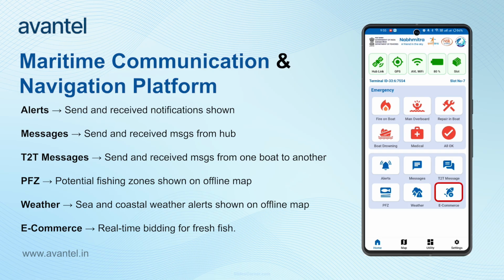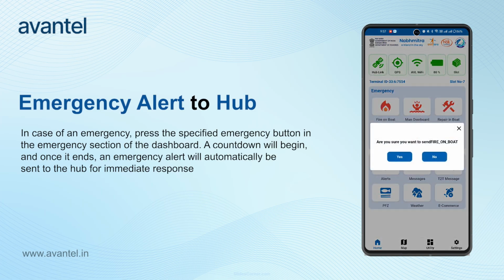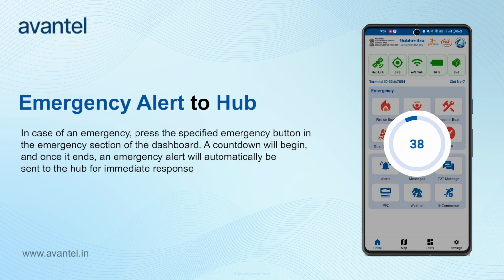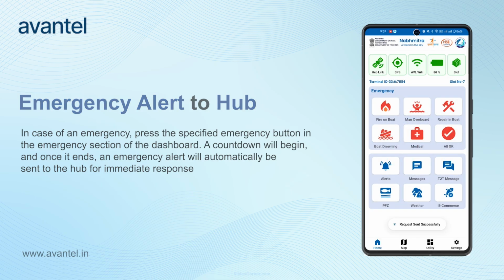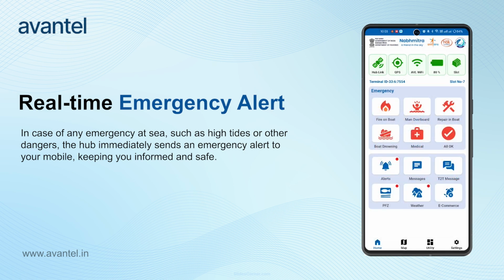The E-commerce tab connects you to marketplace services, buy supplies, access offers, or list catch for sale, all from within the app. In case of an emergency, press the specified emergency button in the emergency section of the dashboard. A countdown will begin, and once it ends, an emergency alert will automatically be sent to the hub for immediate response. In case of any emergency at sea, such as high tides or other dangers, the hub immediately sends an emergency alert to your mobile, keeping you informed and safe.